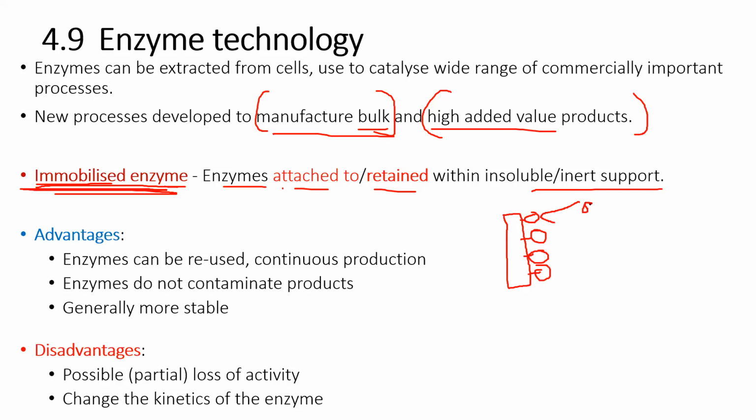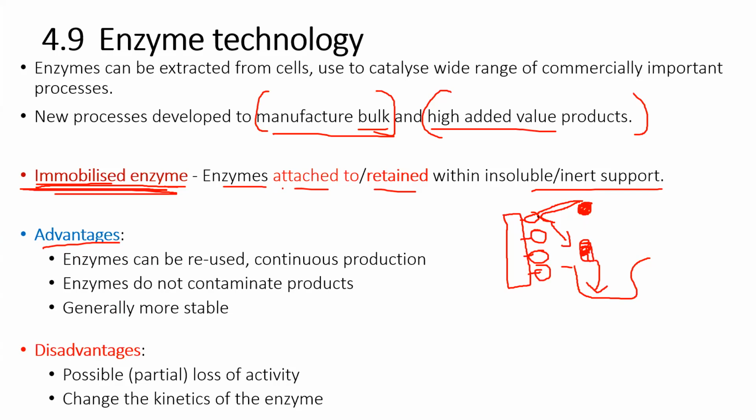Okay, the substrate will move and find the enzyme and produces the product. Okay, so the product you can easily isolate from the reaction. So the product is not mixed with the enzyme and you can easily isolate the product from the reaction. So you can extract quickly, okay, the product from the reaction. So what is the advantage of immobilized enzyme?